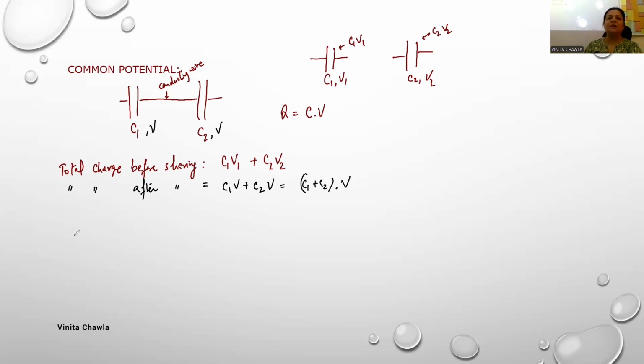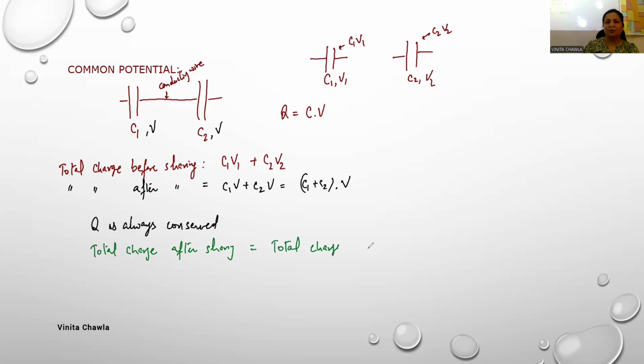Because we know that charge is a conserved quantity. Charge is always conserved. It can neither be created nor be destroyed. है ना? It is only transferred. What does it mean? If we apply this here, it means that total charge before sharing is equal to total charge after sharing.